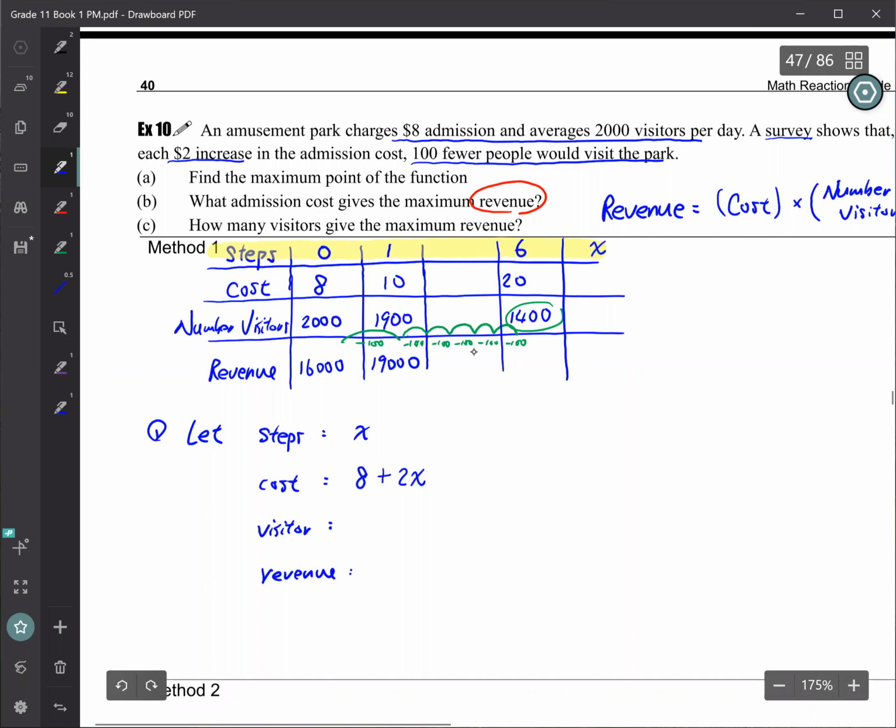Okay, so for example, if the steps is 6, then it will be 8 plus 2 times 6. Then that will give you 20, right? Please raise your hand if you understand how we set up the cost. Okay, Chris, Harry, do you understand?